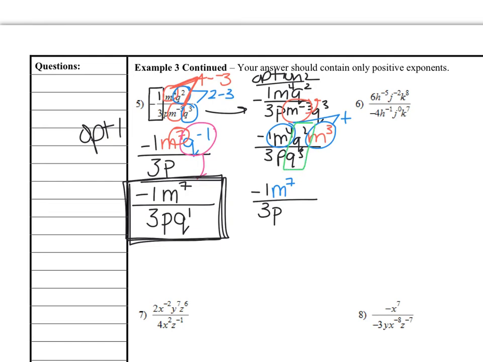Then this right here gives me q to the negative 1st, but of course that would end up dropping down and giving us this answer overall.